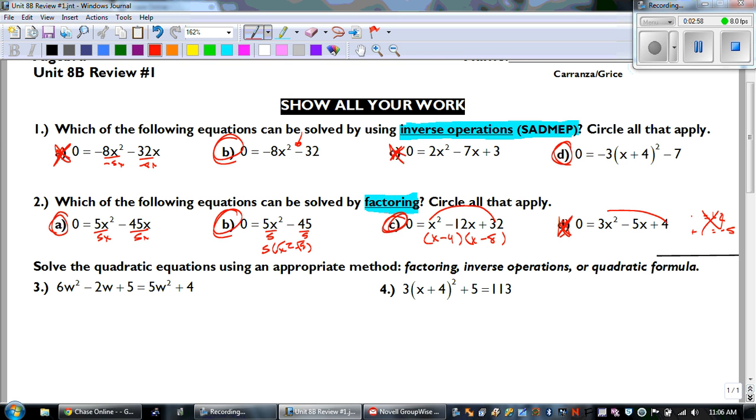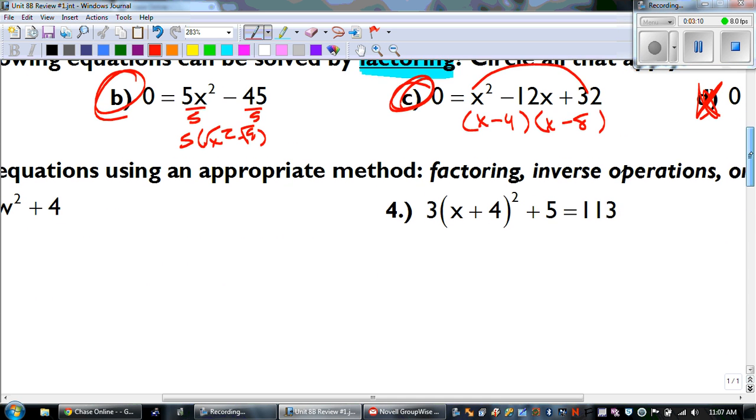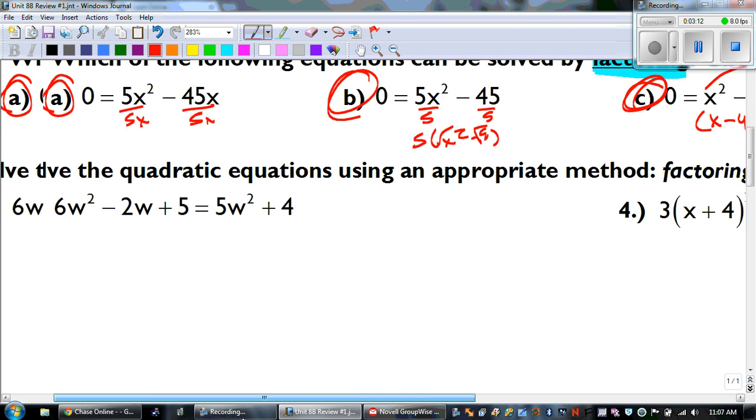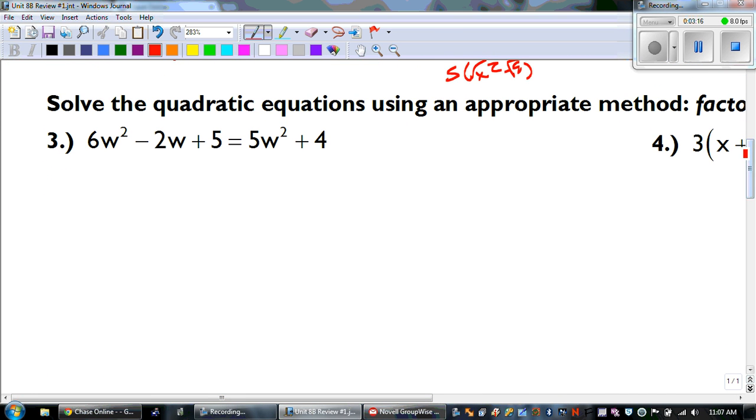So you guys need to be able to look at a problem and know how to solve it. All right, now let's go into the fun ones. So the directions say to solve the quadratic equations by using an appropriate method: factoring, inverse operations, or the quadratic formula. So let's take a look at number 3 first.